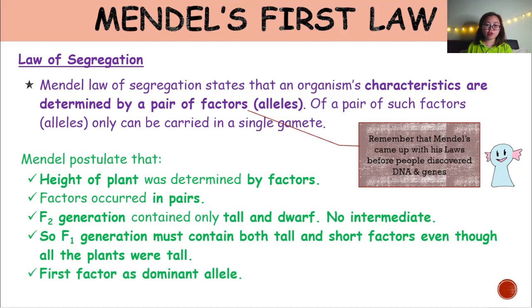And the first factor is a dominant allele. So apa yang Mendel tulis ini adalah, allele yang ditulis dahulu adalah yang dominant. Contoh P besar, P kecil. P besar adalah ditulis dahulu dan itu adalah dominant. The second factor yang ditulis di belakang akan menjadi recessive allele.